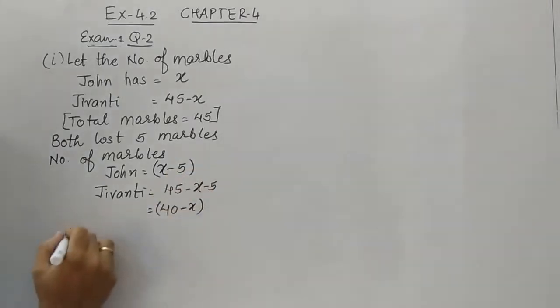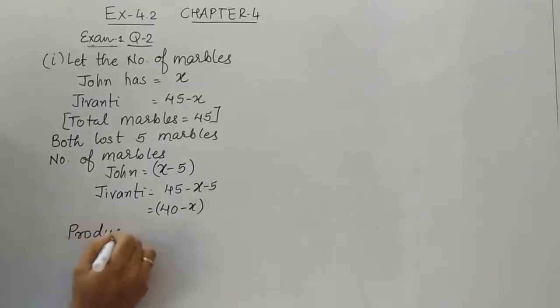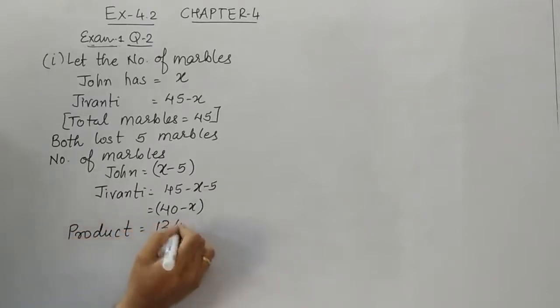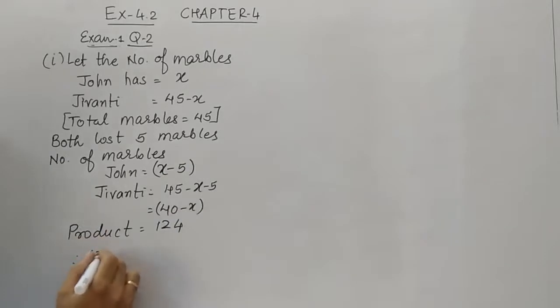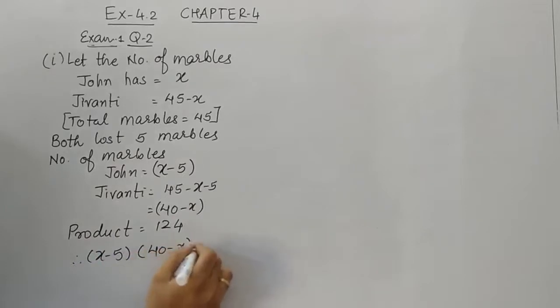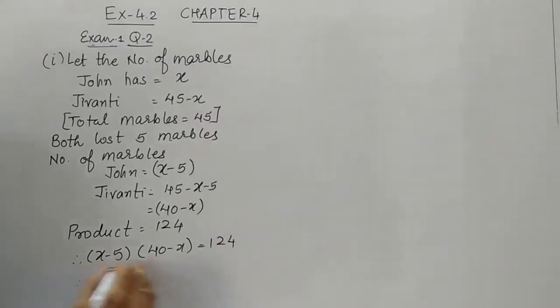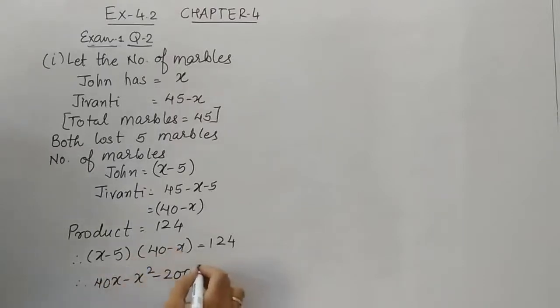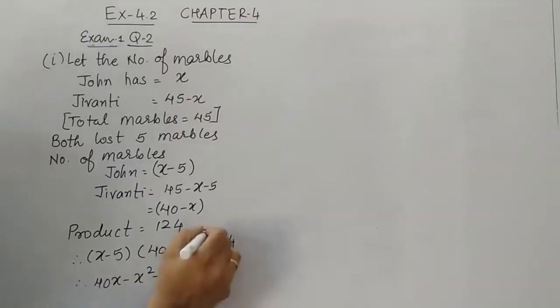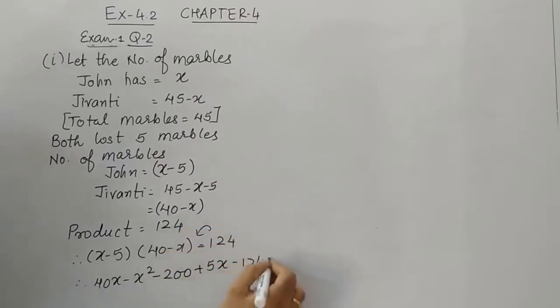Now the product is given. The product of the marbles they have right now is 124. That means the number of marbles John has times the number of marbles Jivanti has is 124. So let's get the standard form of this by multiplying. X multiplied with both the terms, we obtain 40X minus X square. Minus 5 multiplied with both the terms, we are multiplying with minus, so the sign has to be changed, plus 5X. I am taking this to the left-hand side, minus 124 equals 0.